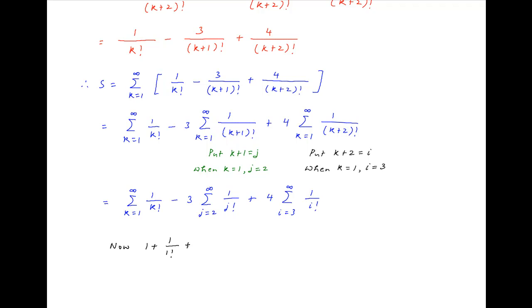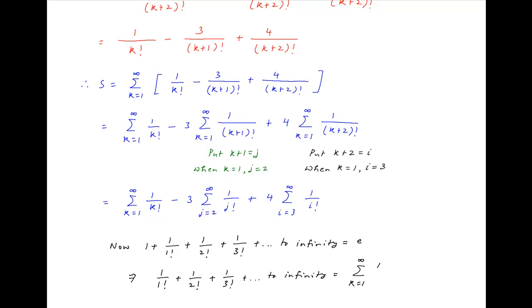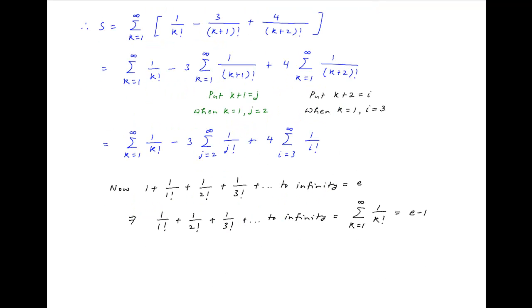Now we recall that 1 plus 1 upon 1 factorial plus 1 upon 2 factorial plus 1 upon 3 factorial plus, and so on to infinity, is equal to e. Therefore, 1 upon 1 factorial plus 1 upon 2 factorial plus, and so on to infinity, is equal to e minus 1. This can also be expressed as summation 1 upon k factorial where k goes from 1 to infinity.